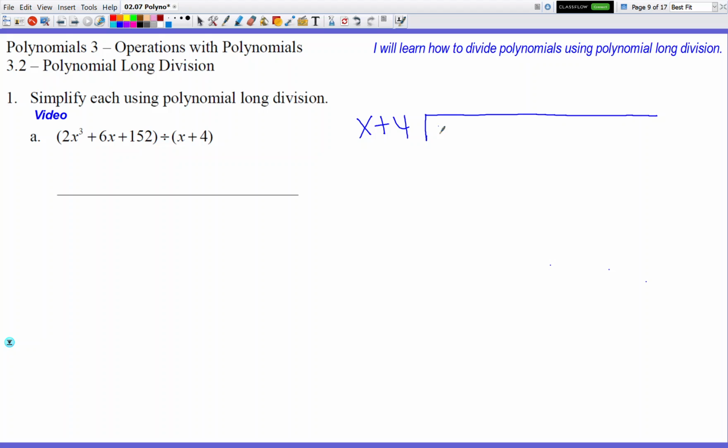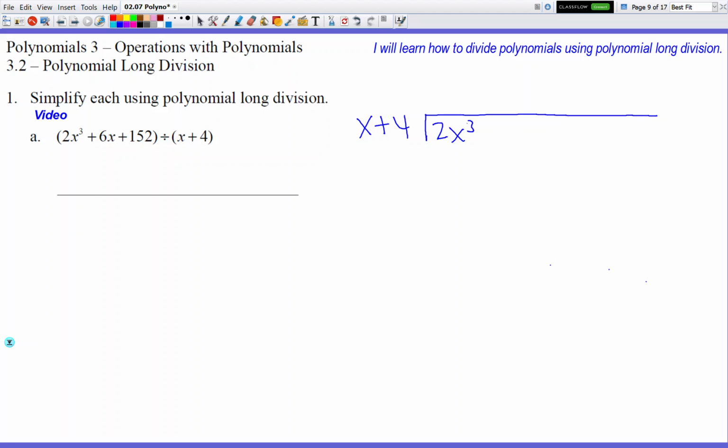Okay, so when you set this up though, you want to make sure you evaluate all the terms to see if the powers are there or if they're missing. I think we talked about this in a previous lesson a while back, but we haven't talked about it recently, so you guys might have forgotten. Basically, when I write the terms inside the division symbol, I want to make sure I take into account the placement of each term. So the first guy is 2x cubed. He's the biggest power, so he's going to go in the front.